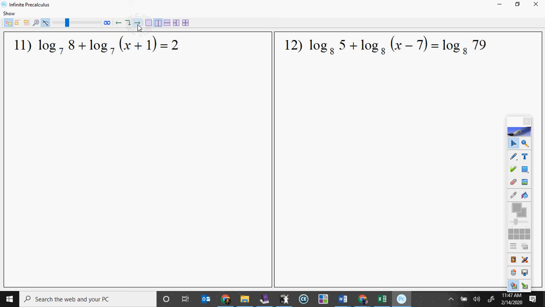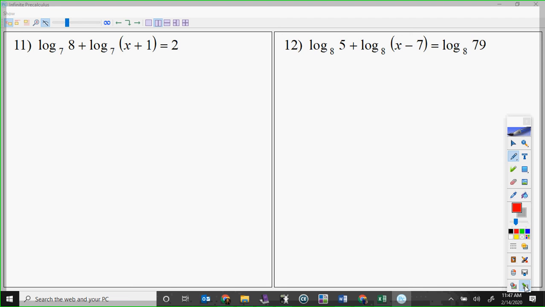Alright, we come to problems like 11 and 12. Well, this is if I have two logs added together. One has two logs equal a number, one has two logs equal a log. So we're going to do both of these. I'm going to add my two logs together, get log base 7. Of course, when I add two logs together, I multiply. 8 times x plus 1 equals 2.